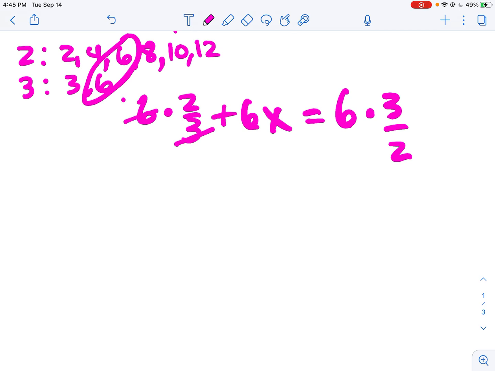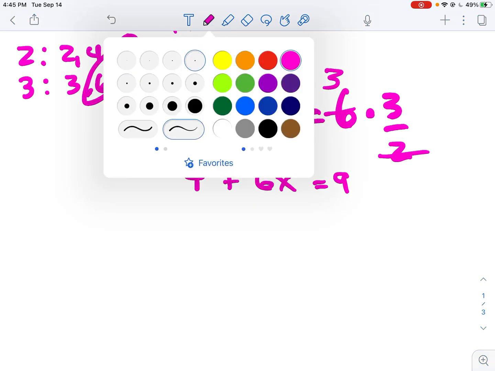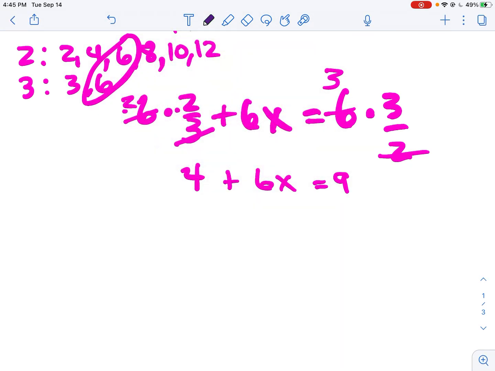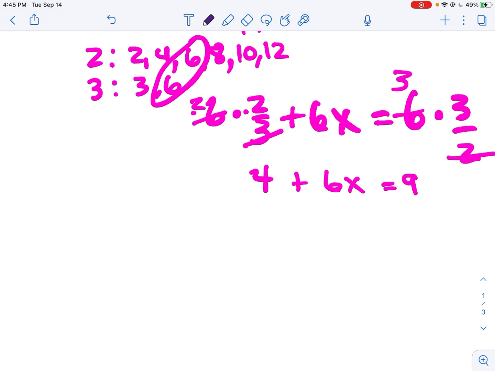3 goes into 6 2 times, so I get 4, because 2 times 2 is 4. Then 6x, 2 goes into 6 3 times. 3 times 3 is 9. Again, if you don't know how to do that, you can still multiply it out.